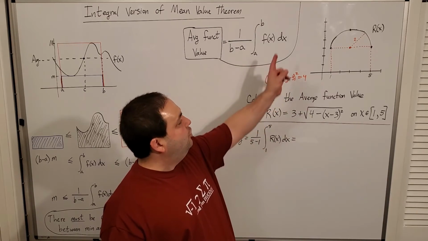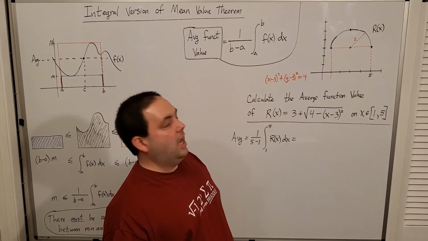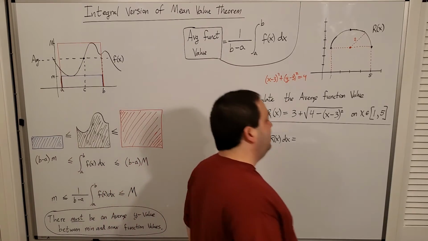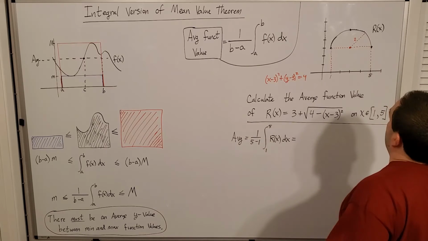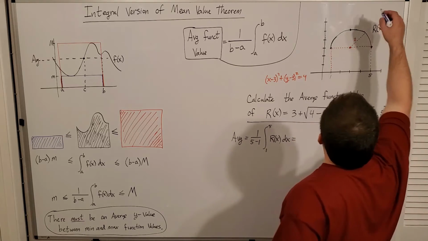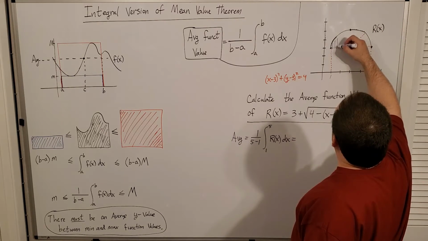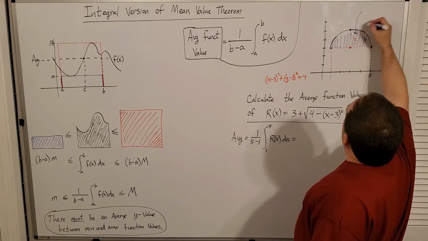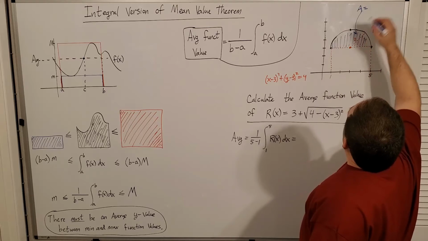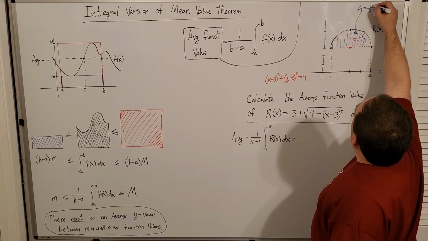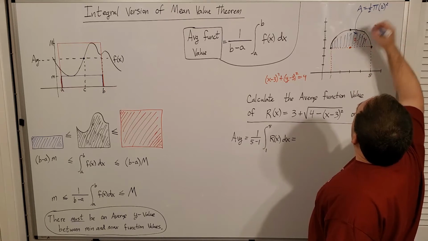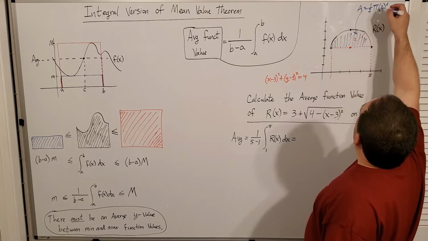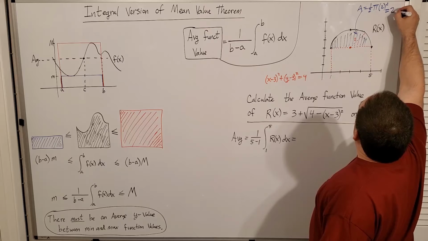But I do know that it's a circle on top of a rectangle, right? So I can compute these areas here very quickly and easily. The top half region up here, that area has to equal 1/2 pi times the radius squared. So 1/2 pi times 2 squared is going to be equal to 2 pi.